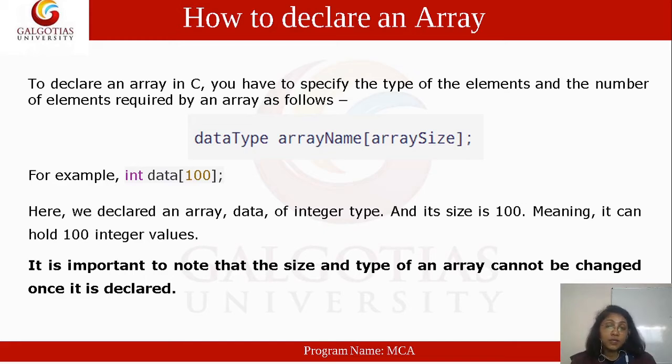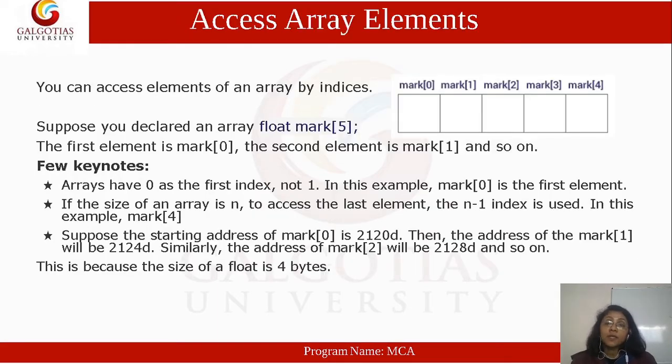It is important to note that the size and type of an array cannot be changed once it is declared. Therefore, it comes under static method. You can access elements of an array by indices. For example, if your array is having name mark and is of size 5, then you can access the first element by mark[0], second one mark[1], then mark[2], then mark[3], and accordingly mark[4]. Always remember here, an array has 0 as the first index, not 1.